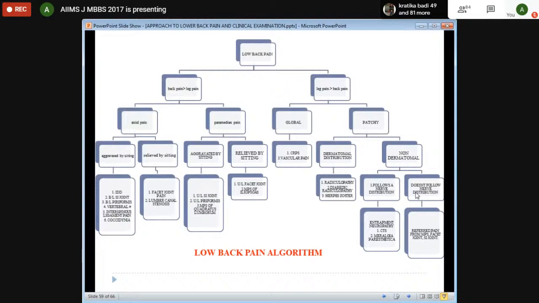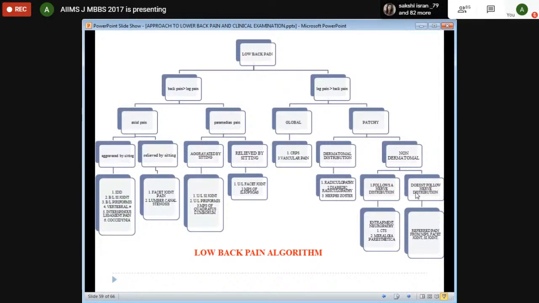Okay, leg pain more than back pain. Think always about whether it's global, meaning pain throughout the leg, or patchy. If it is throughout, you can also think of central CRPS, complex regional pain syndrome, and vascular pain, which can also be looked at because that's very commonly misdiagnosed. And if patchy, the patient will usually have gastrosoleus pain along with the back pain.